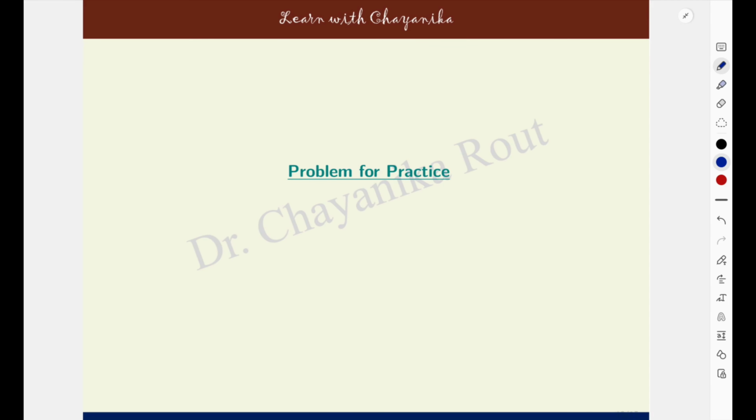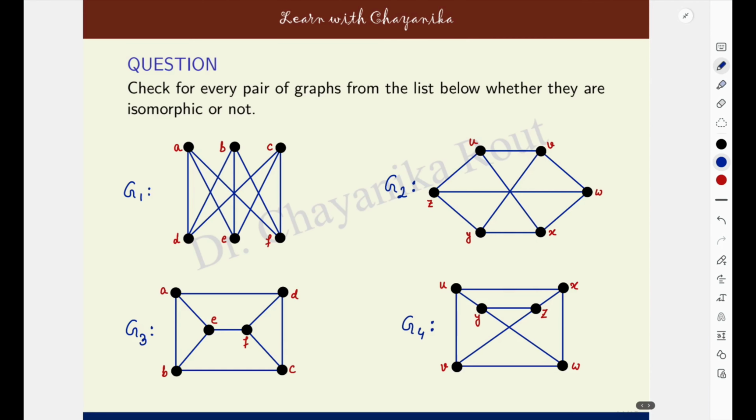For your practice, I am posting here a problem so that even if you have any doubt, you can just clear it out by practicing some problems like this. So here I have drawn 4 graphs G1, G2, G3 and G4. What you will do is you will check for every pair of graphs here whether they are isomorphic or not. So you check whether G1 is isomorphic to G2, G3, or G4. Again you check if G2 is isomorphic to G3, G2 is isomorphic to G4 or not, G3 is isomorphic to G4 or not. So every possible pair you just check on your own for isomorphism.